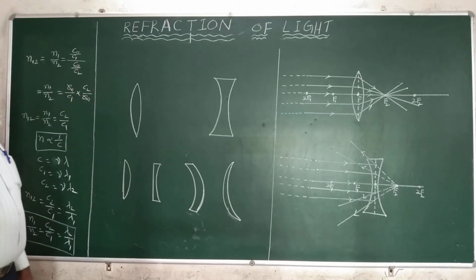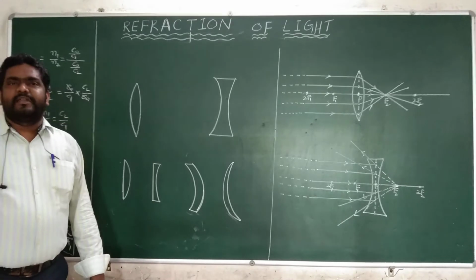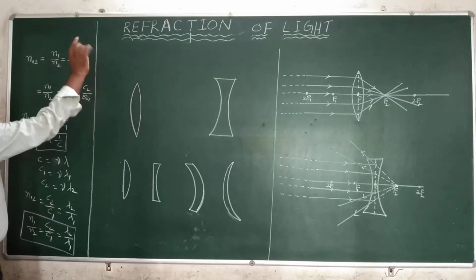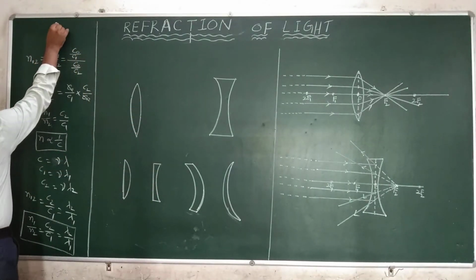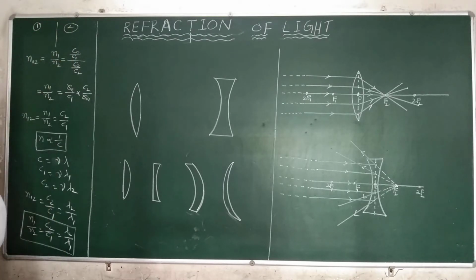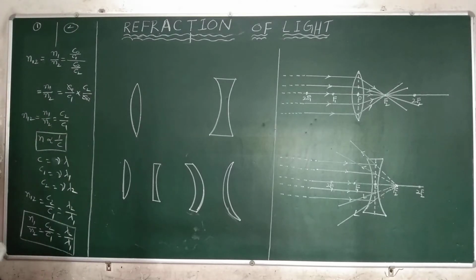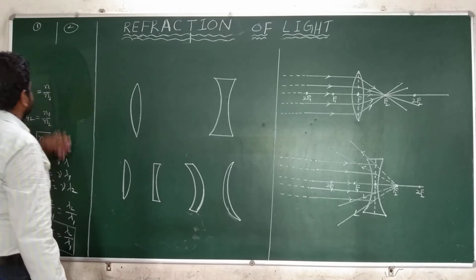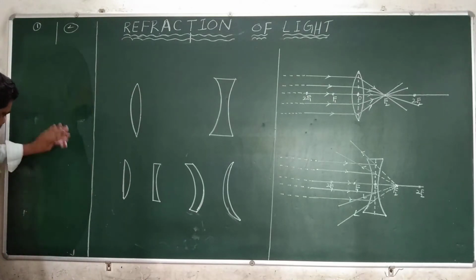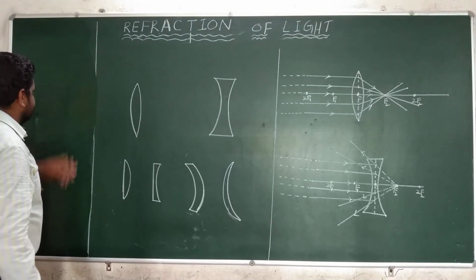When light travels from one medium to another medium, see here, this is one medium, this is the boundary, this is the first medium and this is the second medium. When light travels from one medium to another, the light bends at the interface, whether the light travels from a denser medium to a rarer medium or from a rarer medium to a denser medium.